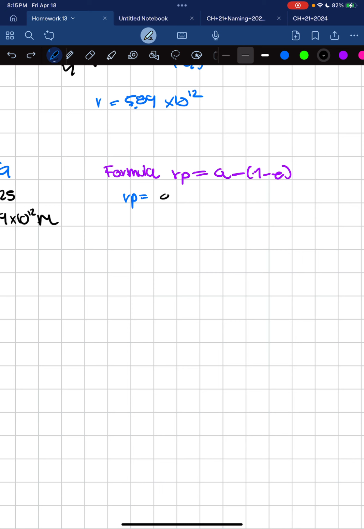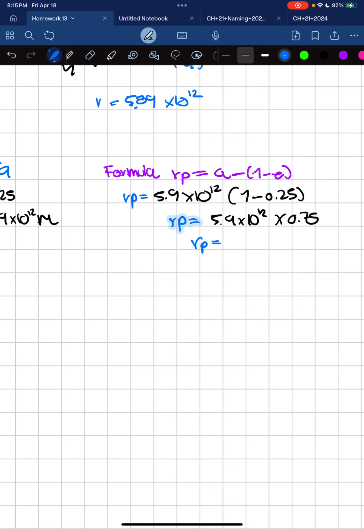Okay, so we know that the semi-major axis is 5.9 because we rounded, times 10 to the 12, times 1 minus 0.5, which is the eccentricity. Then let's put it down over here. We're going to get 5.9 times 10 to the 12 times 0.75. And when we put this in our calculator, the multiplication is going to be 4.42 times 10 to the 12. Okay, and then that's going to be the distance between the sun and the minor planet.